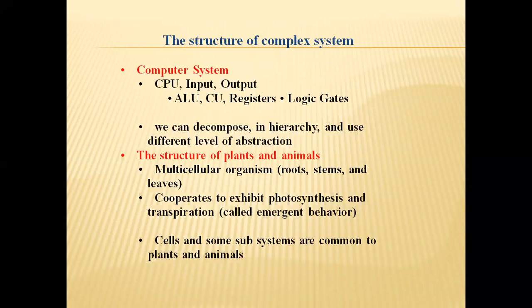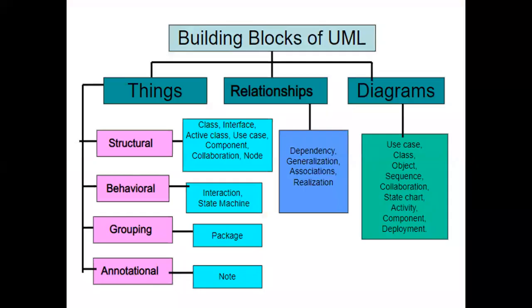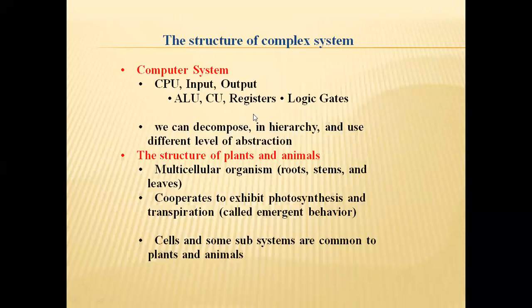There are different types of objects. First you identify the objects. Suppose to design any system, you identify the objects. It is CPU, input, output, ALU, CU, registers, logic gates. These are the components in the system.